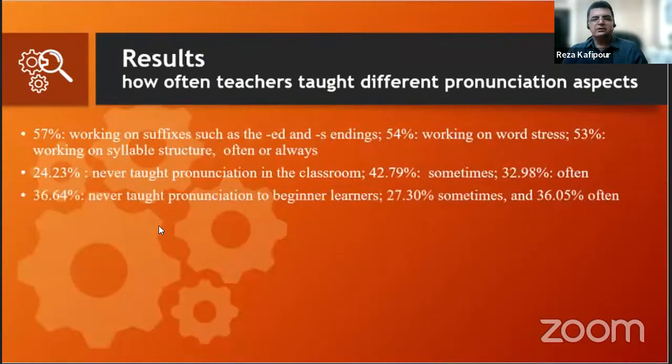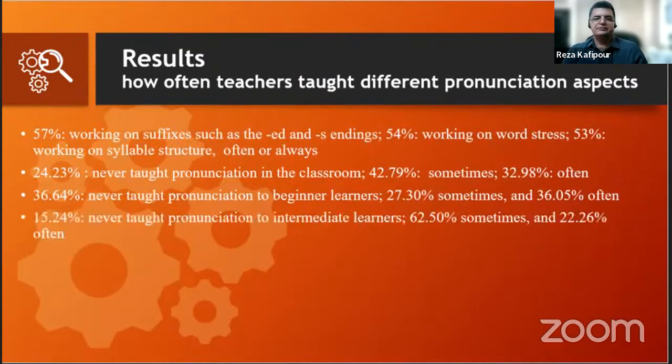In the next part, 36% never taught pronunciation to beginner level when we analyze the result based on the proficiency level of the learners. 36% of the participants that were instructors never taught pronunciation to beginner level. 27% sometimes taught pronunciation, and 36% often taught pronunciation to beginner level learners.